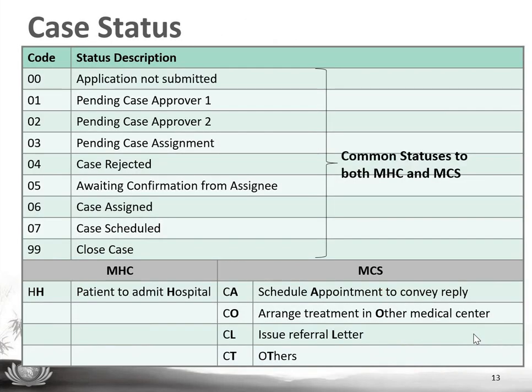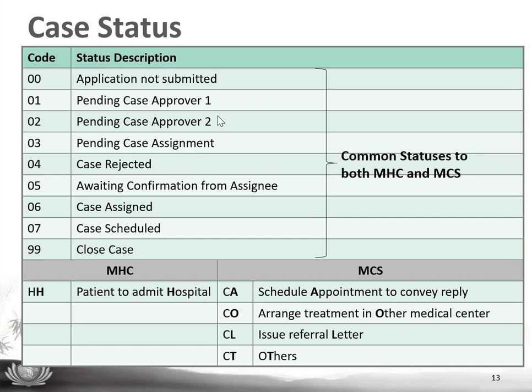Okay, just like any other application or process management system, we have statuses to reflect where we are on each case and what action is required to move to the next task. This is just a quick run through, and each of the status codes and descriptions are visible in the system. We do not need to memorize them. When the application is not submitted, it is shown as 00. Once submitted, it will change to 01 or 02, pending approval. 04 means the case is rejected.